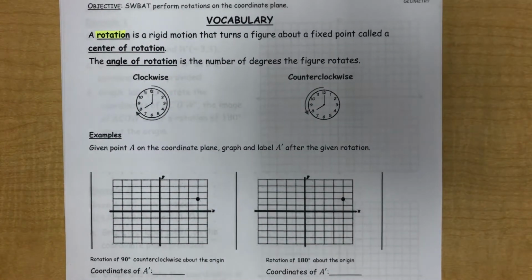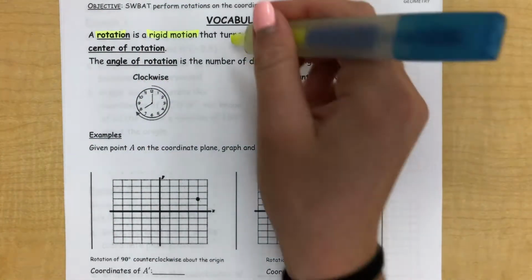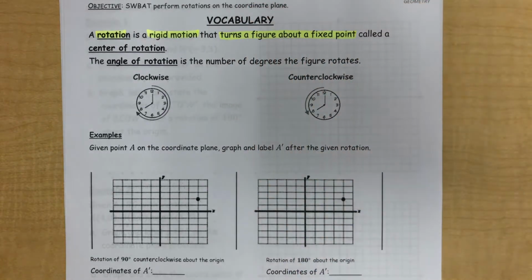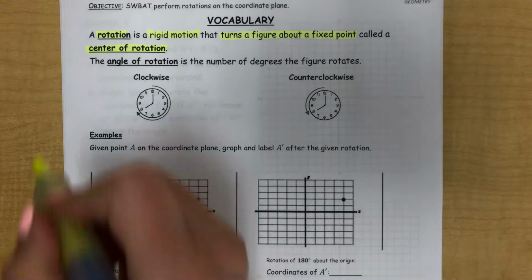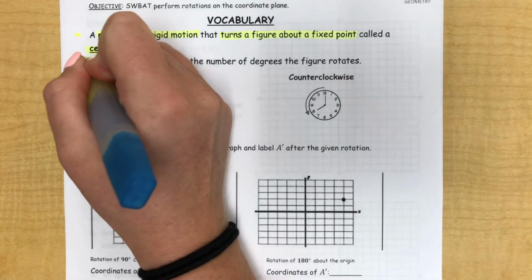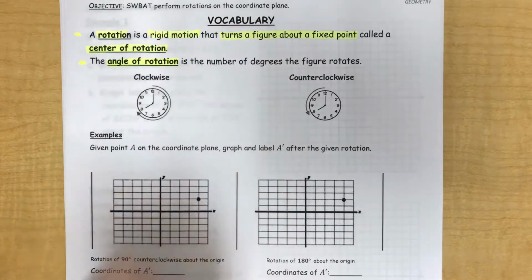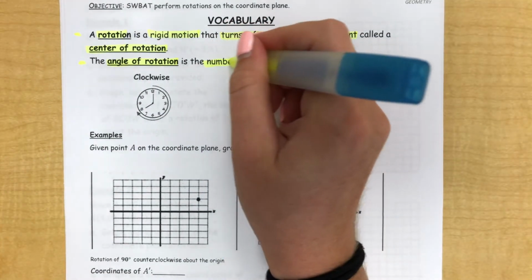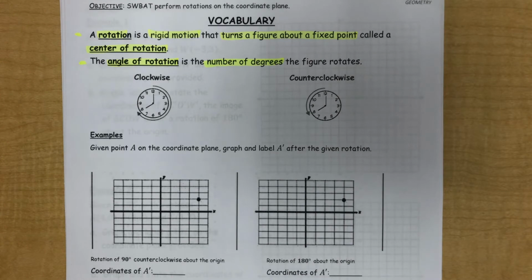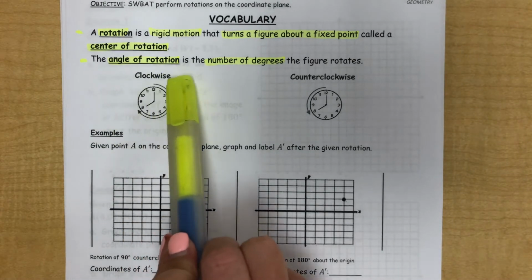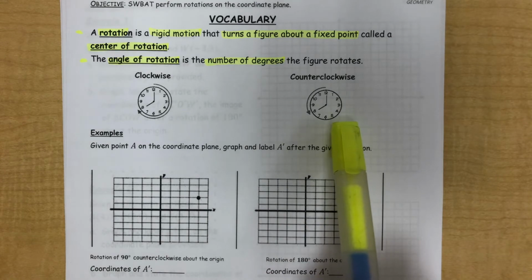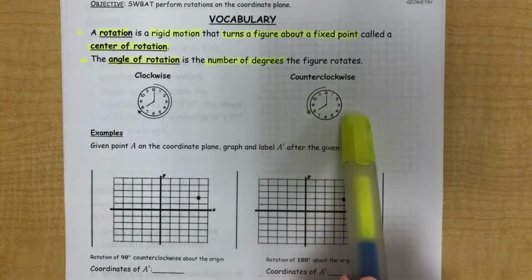A rotation is a rigid motion that turns a figure about a fixed point. And that point that I'm turning it around is called a center of rotation. Okay, so that's one key word. And then our other vocabulary word is the angle of rotation. The angle of rotation is the number of degrees that we rotate. So just like before, you can see here that we have two examples. We have a clock that moves clockwise, just like how it would in real life. And then we have a clock that moves counterclockwise. I'm turning back time. It goes the opposite direction.